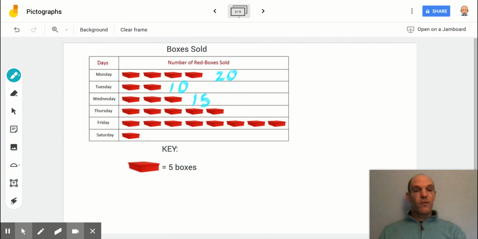So that is a brief overview of pictographs and how each symbol is going to stand for a certain number. In this case, it's boxes, but for the assignment that students have, it's going to be cakes. So that is all for our pictograph review.